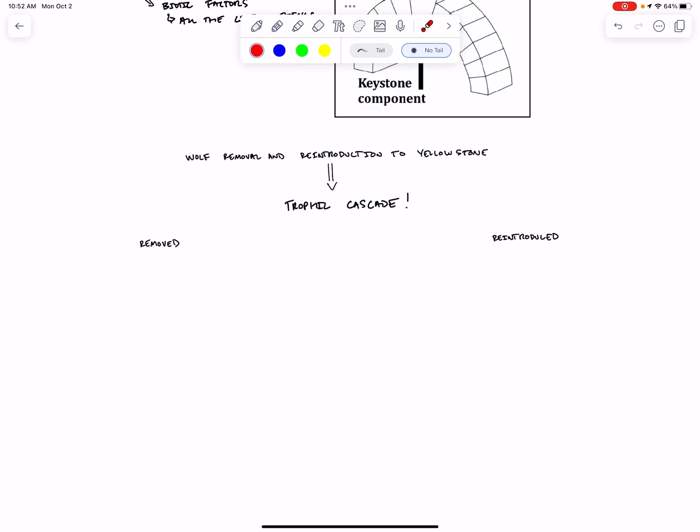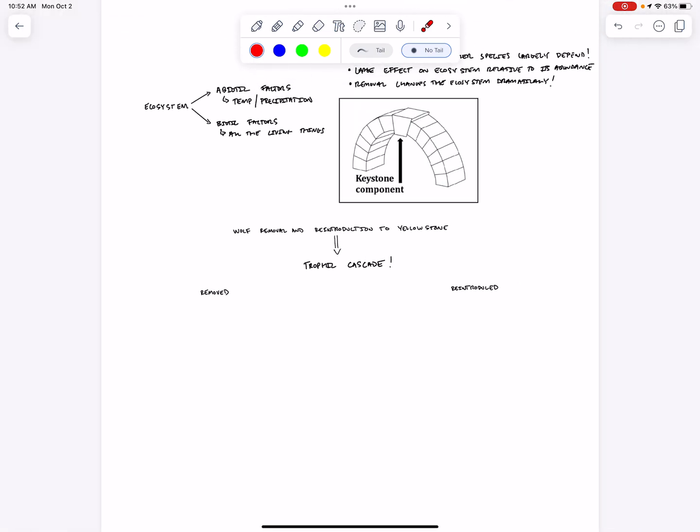How did the trophic levels change when wolves were reintroduced? So a column underneath removed of the effect of the lack of wolves, and a column here on the ecosystem of what happens when wolves were reintroduced.